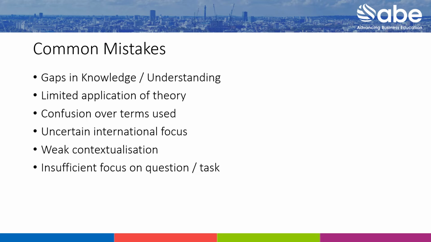Very often we note that there's a confusion over terms used. Globalization is not the same as internationalization. This is 6 UDIM, so the focus must be on international marketing. An uncertain international focus is where a learner is not showing that they're thinking internationally. So, for example, they would be talking about market or marketing research, but it needs to be about international market or marketing research. A common mistake is that there is weak contextualization.